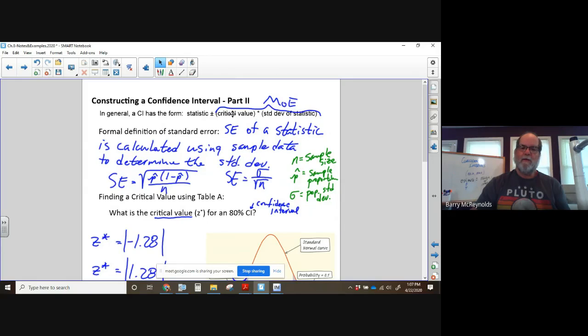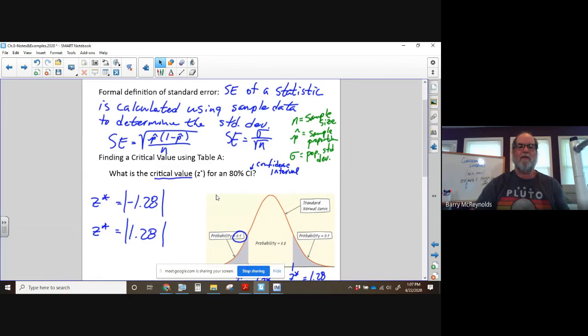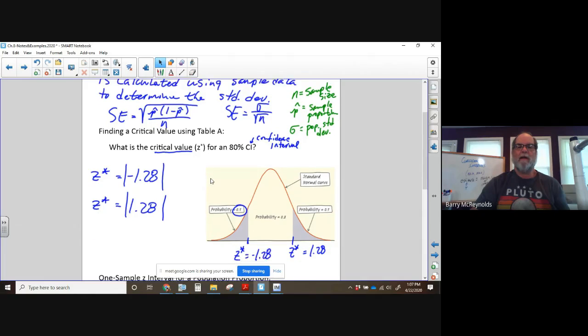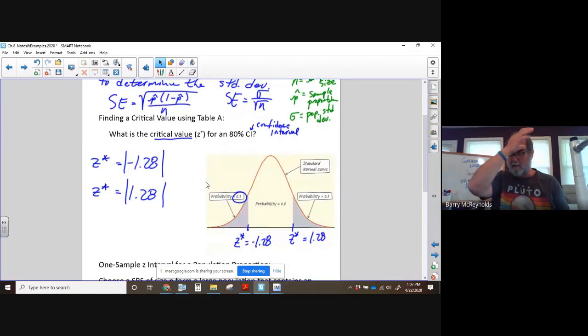This critical value is really what we want to spend a little bit of time talking about. So let's imagine for a minute we want to construct an 80% confidence interval. The derivation of this critical value comes from looking at the table A values for 80% of our data.